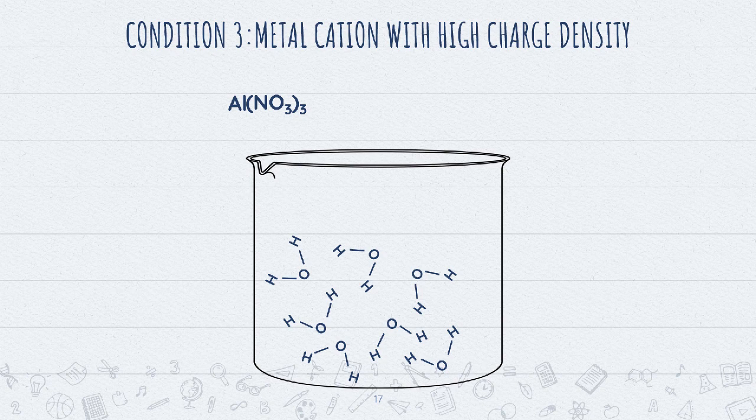In this case, the topic has to do with a bit of periodicity knowledge. You can see this as a teaser, or a sneak peek of what's to come for periodicity. So once again, if a question is posed to you whether this salt, aluminum nitrate, would be acidic, neutral, or alkaline when dissolved in water, we still can use the same formula as what we did for the first two conditions.